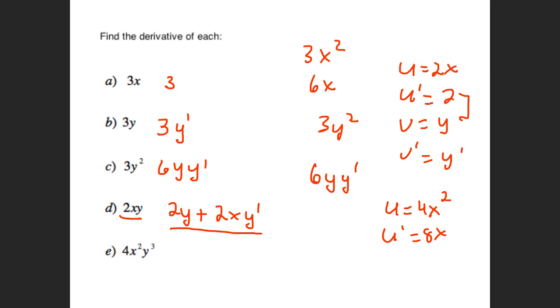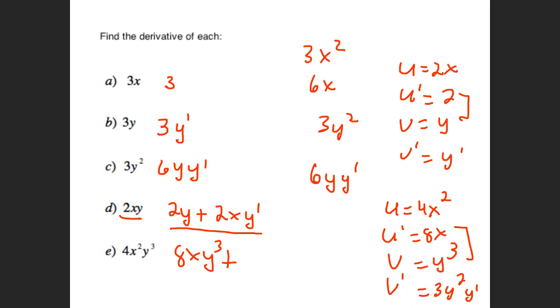Okay, so in this problem, u is equal to 4x squared, u prime is equal to 8x, v is equal to y to the third, v prime is equal to 3y squared y prime. Inside, so I've got 8x y to the third plus outside 4x squared 3y squared y prime, and I probably could have just written this as 12 here if I wanted to. It would have made a lot more sense, but that's okay. So let's see here. So it looks like you had the correct answer. Very nice. Awesome.